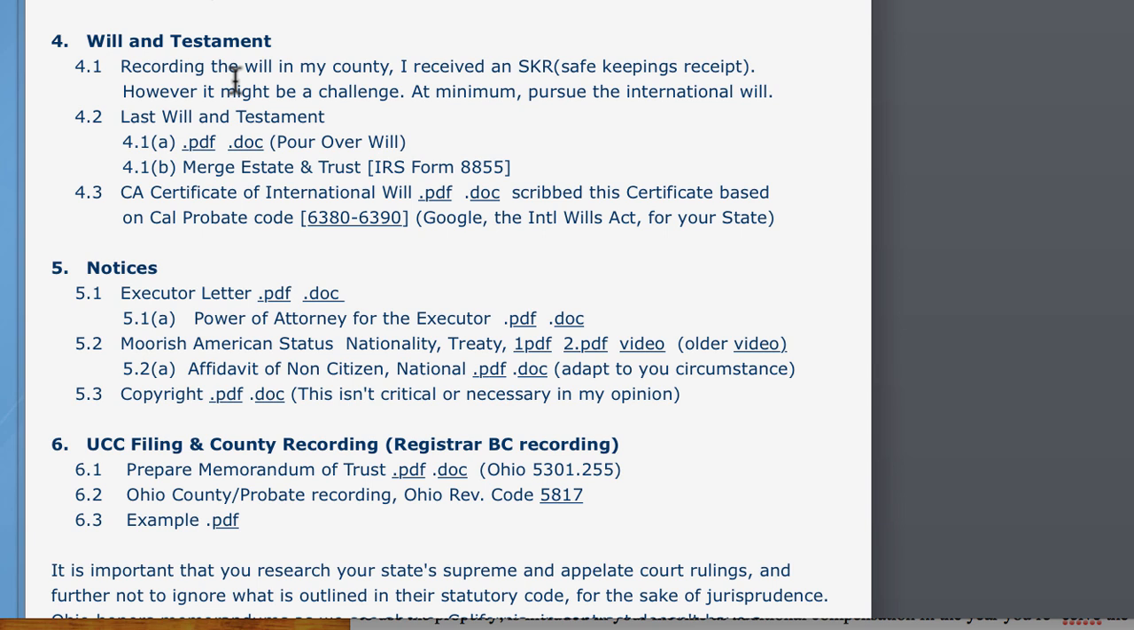The only way that I'm doing my will, at least for the purposes of personal status correction, is I'm doing the pour over will, which basically leaves only one beneficiary for the will, and that beneficiary is what was once the revocable trust.